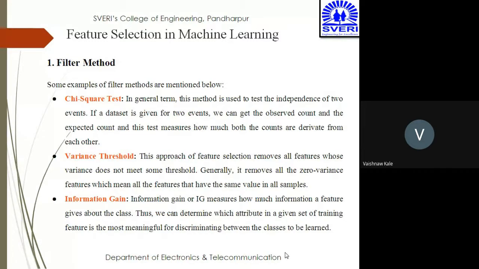Some examples of the filter methods are the chi-square method, variance threshold method, and information gain method. Now what is the chi-square test method? In general terms, this method is used to test the independence of two events, that is, what relation is there between them, whether they are dependent or independent. If the data set is given for two events, we can observe the count and then the expected count. This test measures how much both the counts deviate from each other. This is done for the chi-square test.